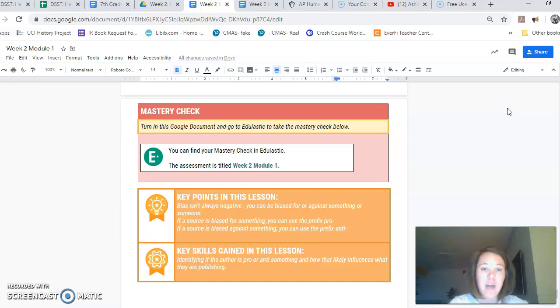Out of this, you should have gotten that bias isn't always negative. You can be biased for or against something or someone. If a source is biased for something, you can use the prefix pro. If the source is biased against something, you can use the prefix anti. And I hope that you were able to identify if an author is pro or anti something and how likely that influences what it is that they are publishing.